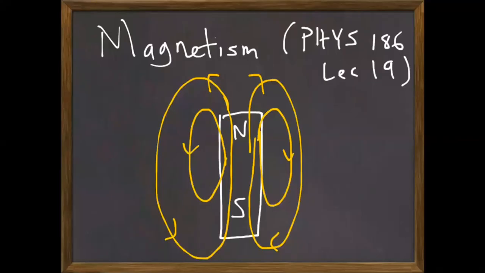Hello, everyone. I'm going to give a quick introduction to magnetism. So this goes along with lecture 19 notes. And on the first slide here, you can see a picture of a magnet. It's got a north pole and a south pole. So let's talk about magnets.